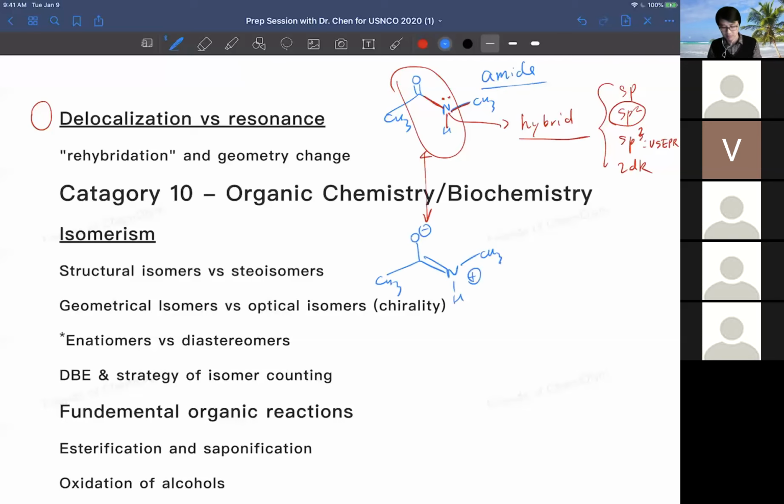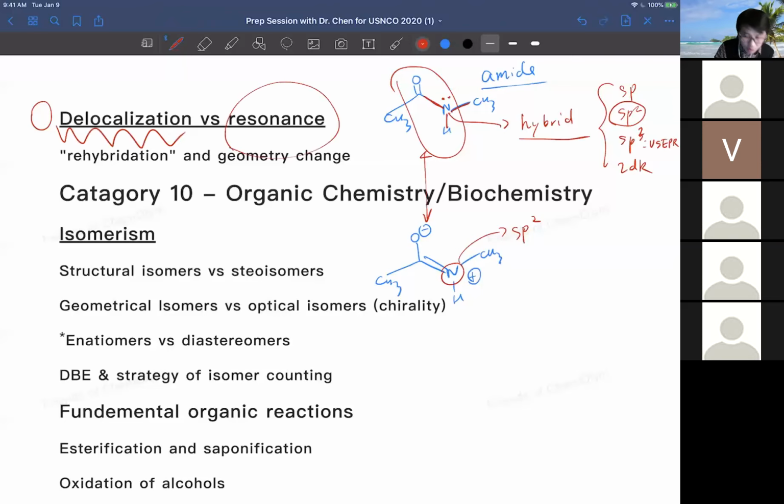So now, as you can see, this nitrogen must be sp2, right? Yeah, the lone pair is resonanced. So we cannot say in one resonance structure it is sp3 and in another it is sp2. So the resonance actually cannot give you a perfect explanation. This is why we want to use the delocalization. So what is the delocalization?